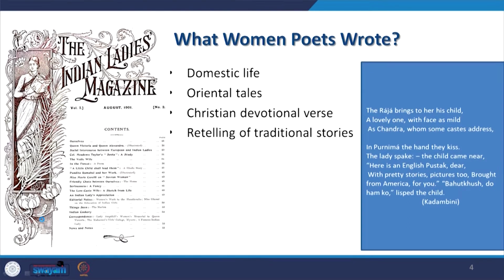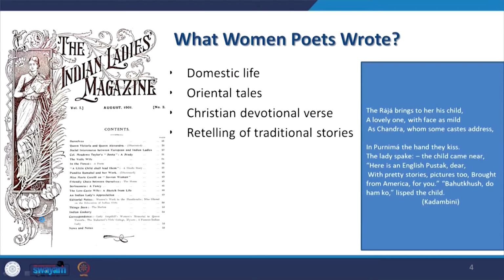Now, you can find here a blend not only of the regional language, I mean Indian language here, and in that part the words like Chandra, Purnima, Pustak, and then Bahut khush, these are Indian. So, Indian poetry in English, in the poems of Mary Elijah, found its own tinge, the Indian tinge.